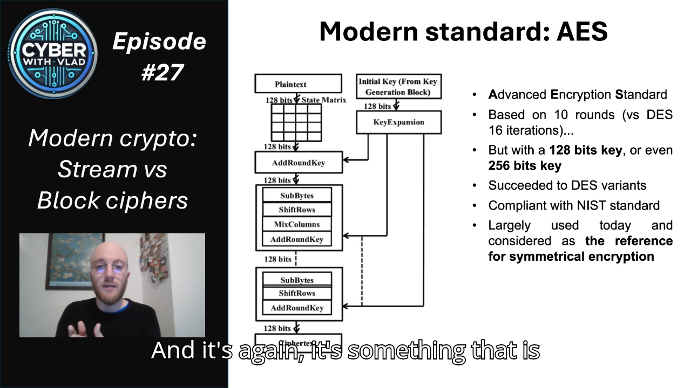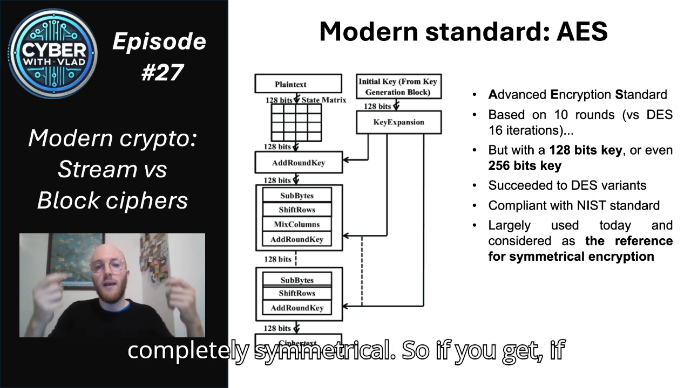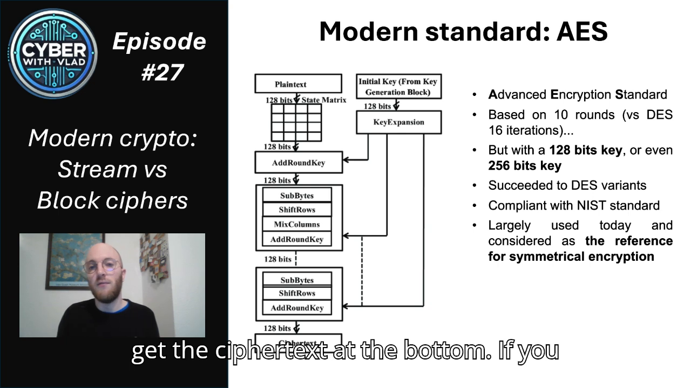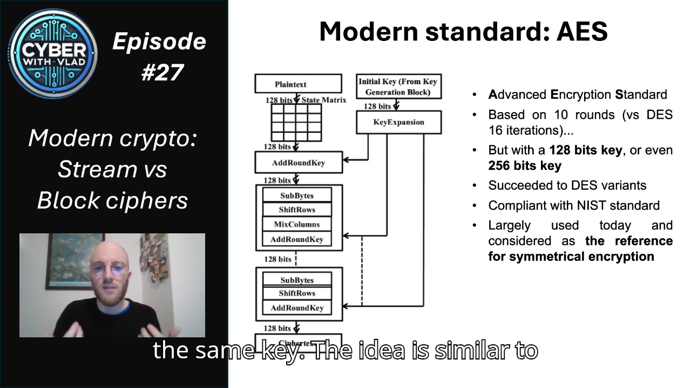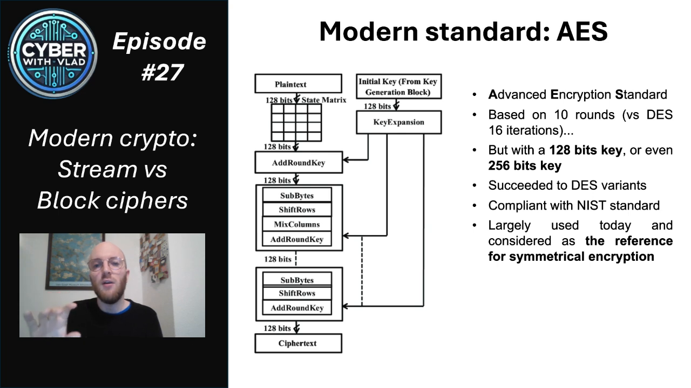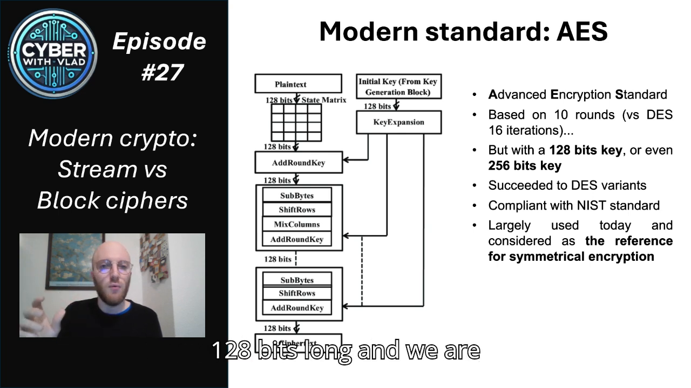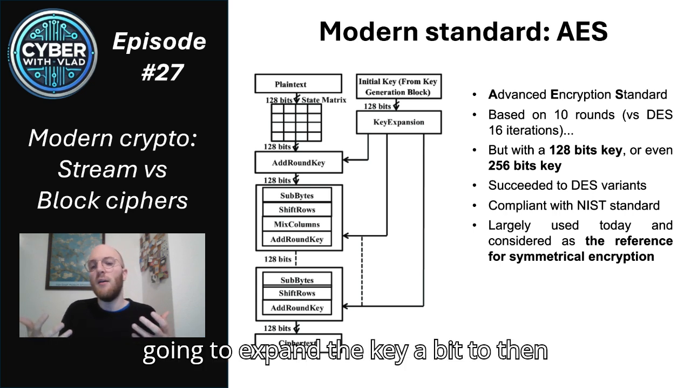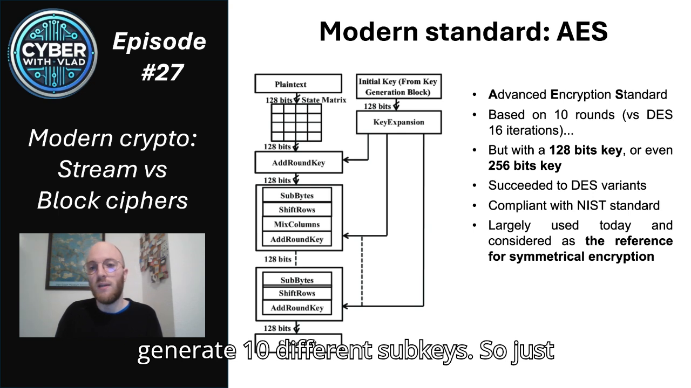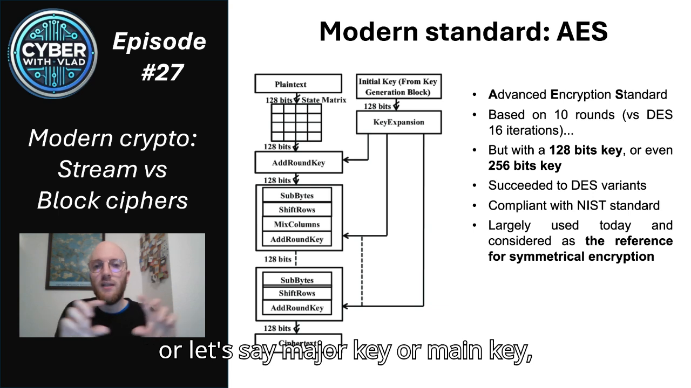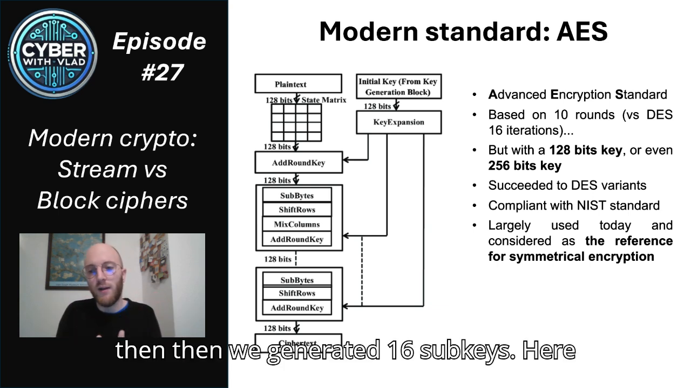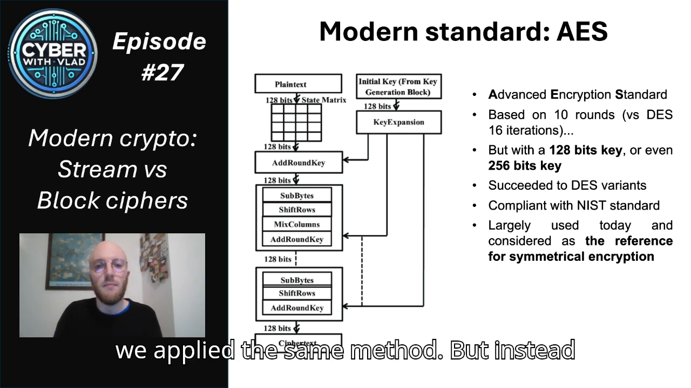And it's something that is completely symmetrical. So if you put the plain text as an entry, you get the ciphertext at the bottom. If you put the ciphertext on top, you retrieve back the same plain text with the same key. The idea is similar to DES. So as you can see here on the graph, first we have an initial key that's 128 bits long, and we are going to expand the key a bit to then generate 10 different subkeys. So just like in DES where we had a 56 key, or let's say major key or main key, then we generated 16 subkeys. Here we apply the same method.